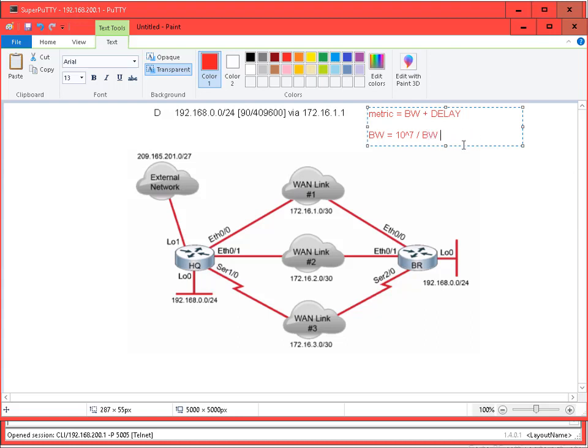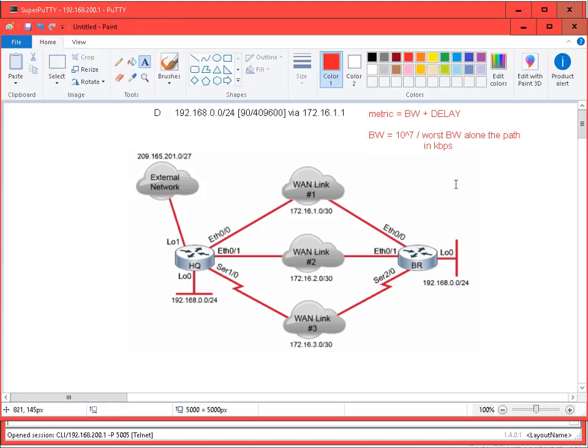Let me write it this way: the worst bandwidth along the path, in kilobits per second. Trying to do this in Paint is not always easy. That should have been a lowercase k, but oh well, I'll fix it. You can take a screenshot of this if you want later on.